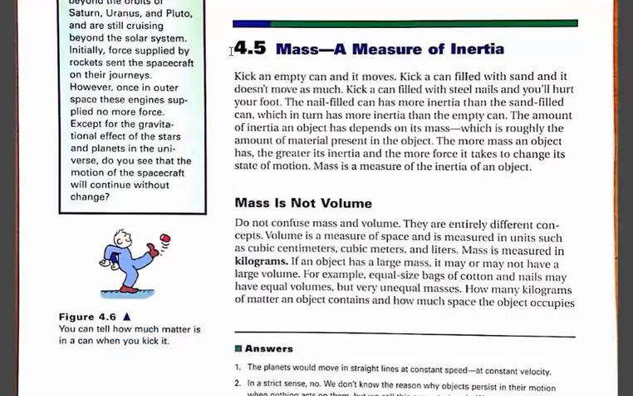Next section, 4.5, mass, a measure of inertia. Kick an empty can and it moves. Kick a can filled with sand and it doesn't move as much. Kick a can filled with steel nails and you'll hurt your foot. The nail-filled can has more inertia than the sand-filled can, which in turn has more inertia than the empty can. The amount of inertia an object has depends on its mass, which is roughly the amount of material present in the object. The more mass an object has, the greater its inertia and the more force it takes to change its state of motion. Mass is a measure of the inertia of an object.